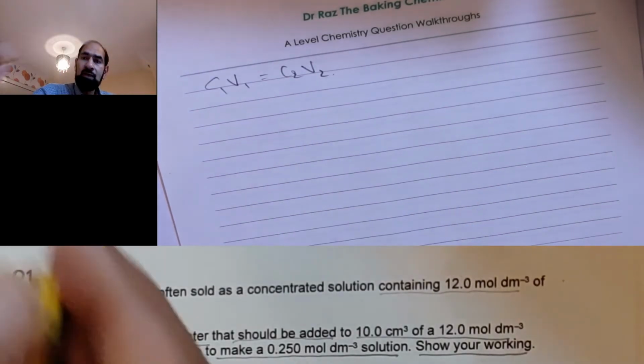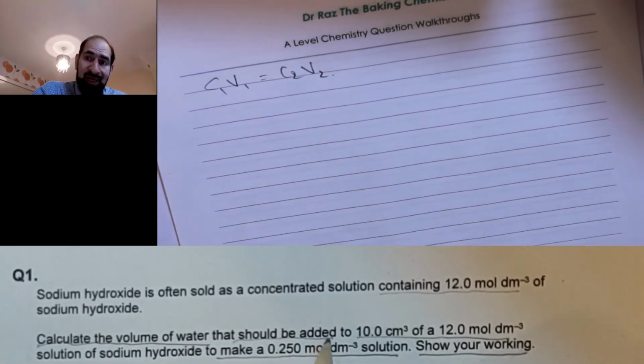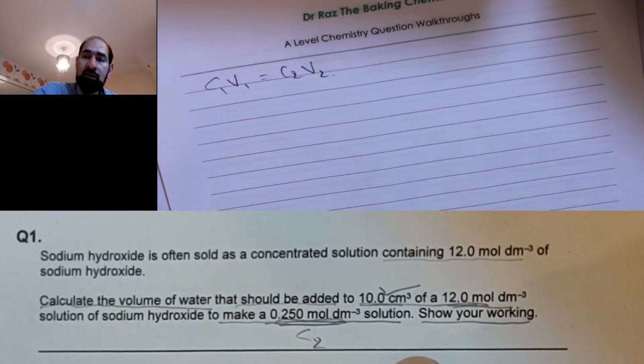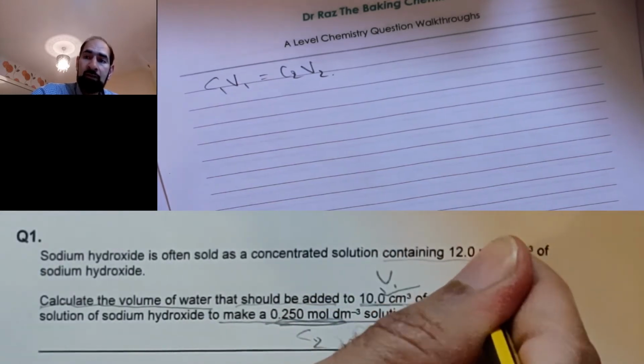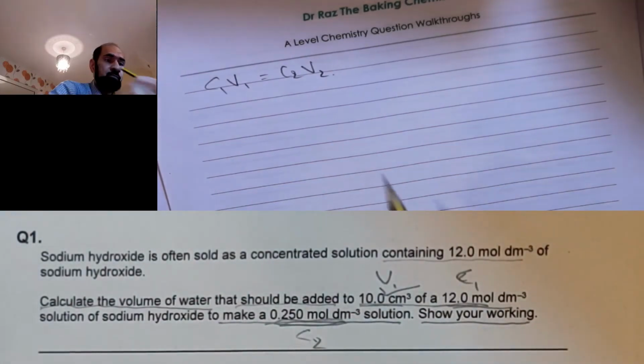Okay, so all you do is think, in this question, what are the initial concentration and the initial volume, and what are the final concentration and the final volume? So calculate the volume of water that should be added to, so they're adding water to what? They've already got this volume, so there's your initial volume, and there's your initial concentration. Then they're saying solution of sodium hydroxide to make 0.25 molar, so this is your C2. In other words, they want us to find out the V2.